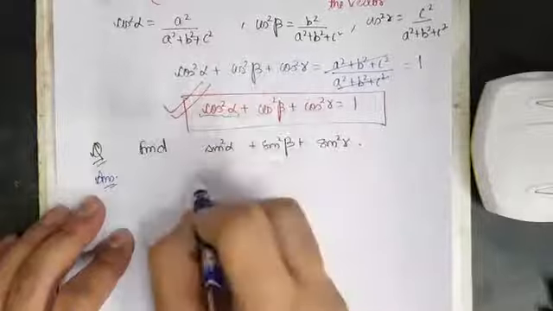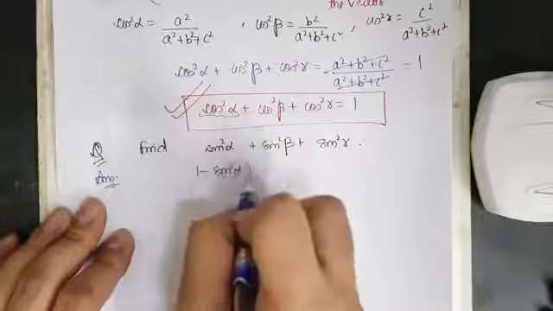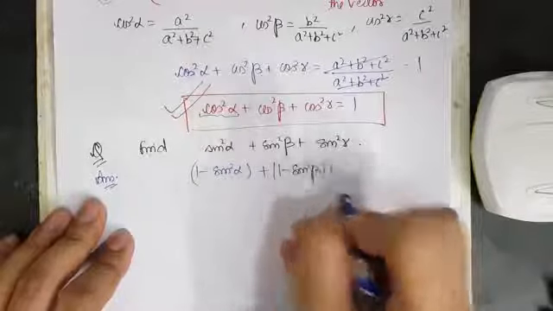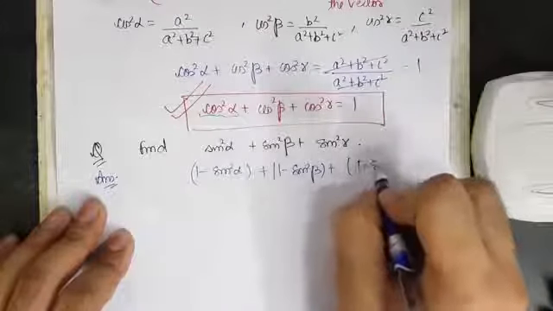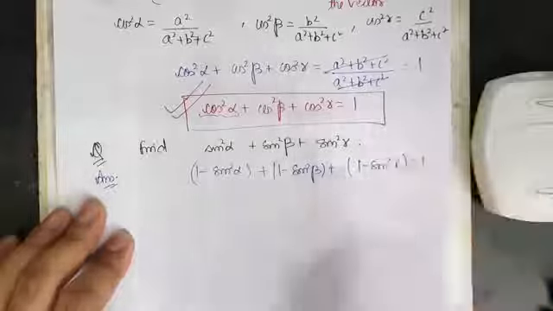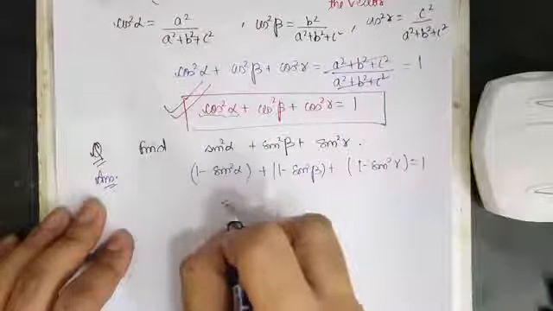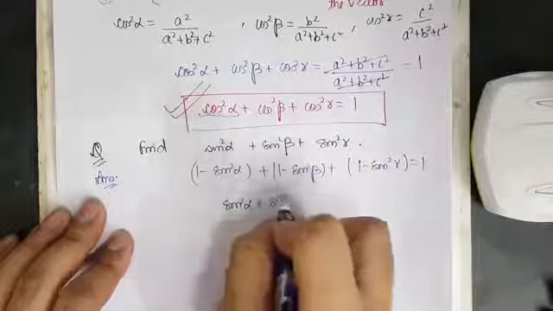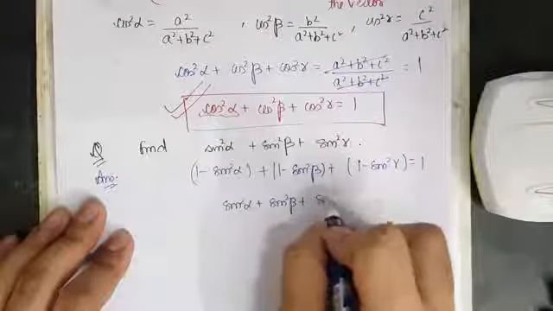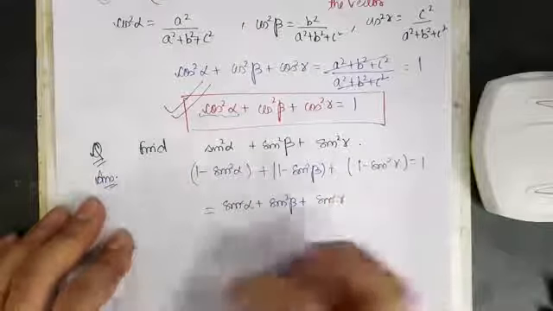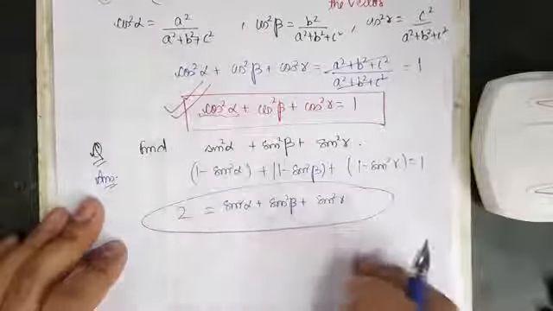So cos square alpha will be equal to 1 minus sin square alpha. Similarly, cos square beta will be equal to 1 minus sin square beta, and cos square gamma will be equal to 1 minus sin square gamma, which will be equal to 1. Taking the sin squares to the other side, I get sin square alpha plus sin square beta plus sin square gamma is equal to 1 plus 1 plus 1, 3 minus 1, that is 2. So the value of this one is 2.